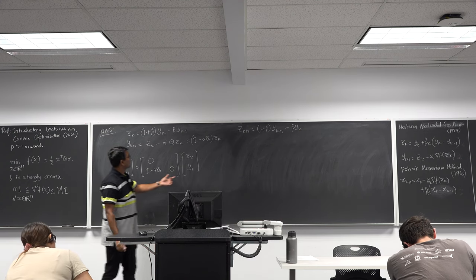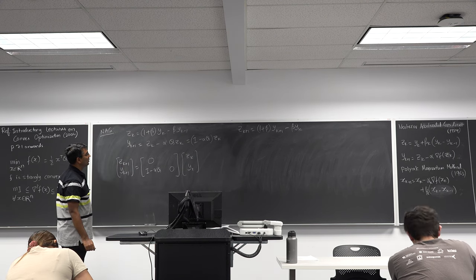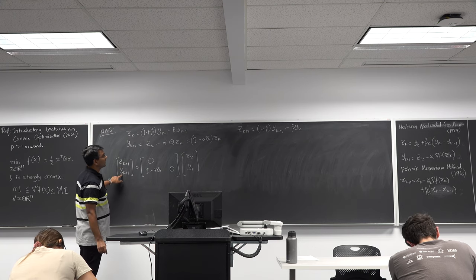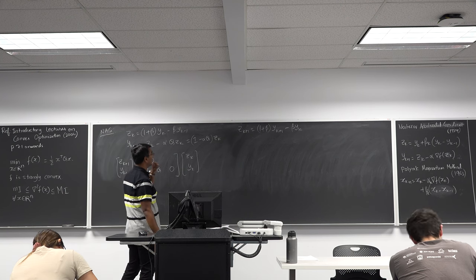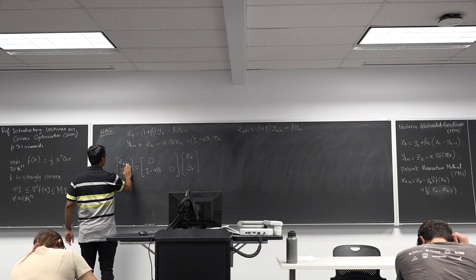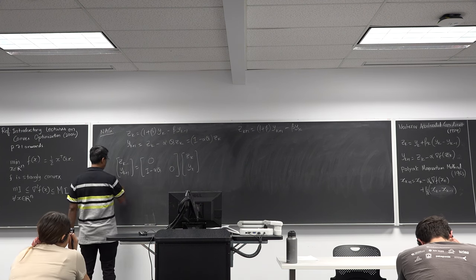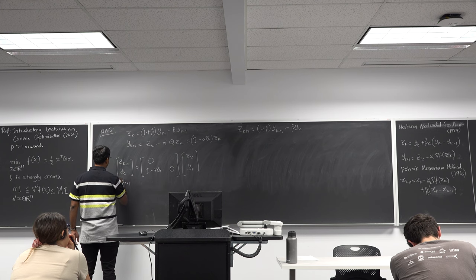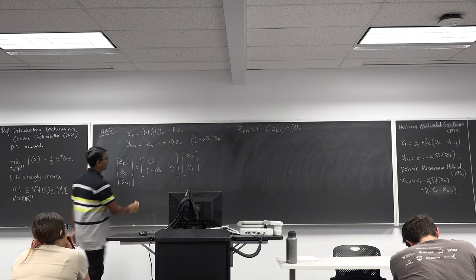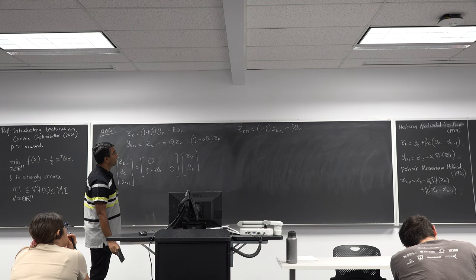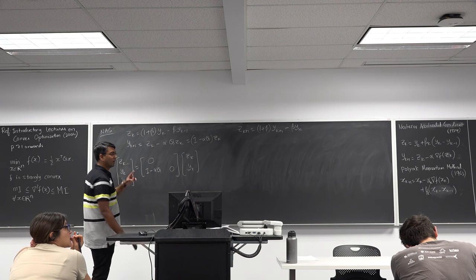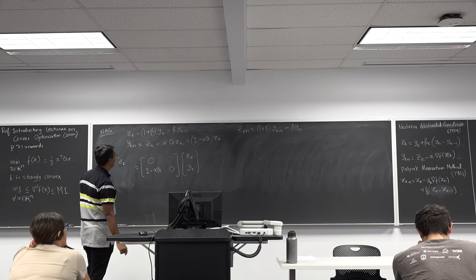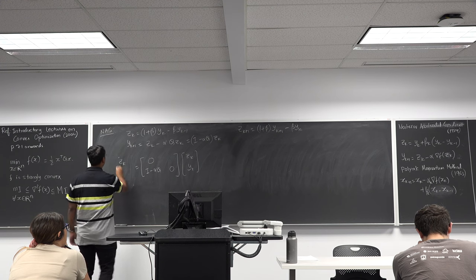So I need to make sure I collect the correct terms on both sides. So it seems to me that Zk comprises of, so if I put zk plus 1 and yk plus 1, I need to keep track of yk plus 1 and yk. That makes it difficult. So I'll put zk here. Very good point. Okay. So what's your suggestion?